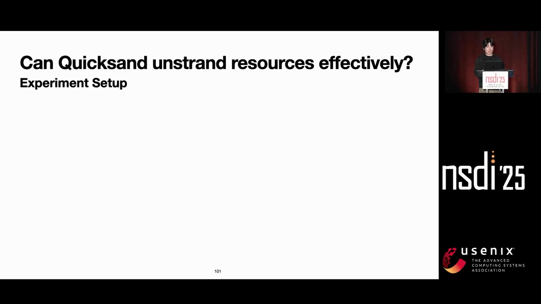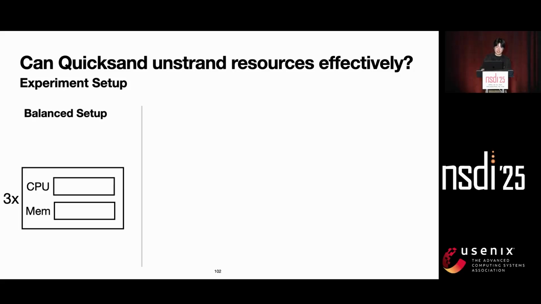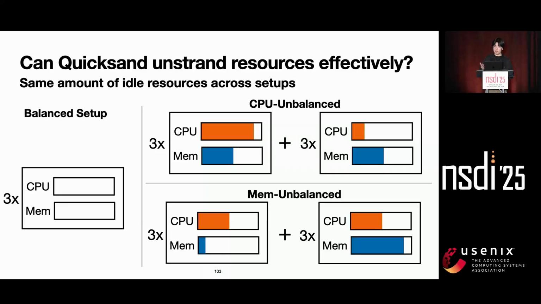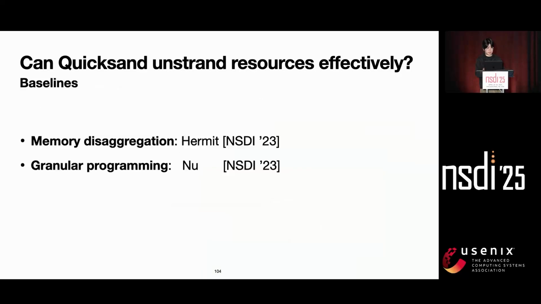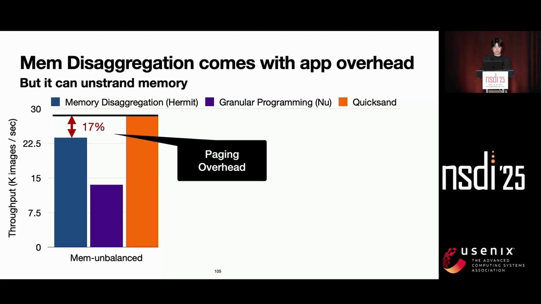To answer this question, our experiment consists of 3 setups that contain the same amount of idle resources. The first setup uses 3 idle servers. Next, we have 2 setups with twice the number of servers, but with the same amount of idle resources as the first setup. The 2 setups introduce imbalanced CPU and memory usage, respectively. Note that the sum of the idle resources across the two setups on the right are the same as the balanced setup on the left. We compare Quicksand to two baselines: Hermit, a state-of-the-art memory disaggregation system, and Nu, a granular programming system that couples CPU and memory. This figure presents the throughput of the training data preprocessing pipeline.